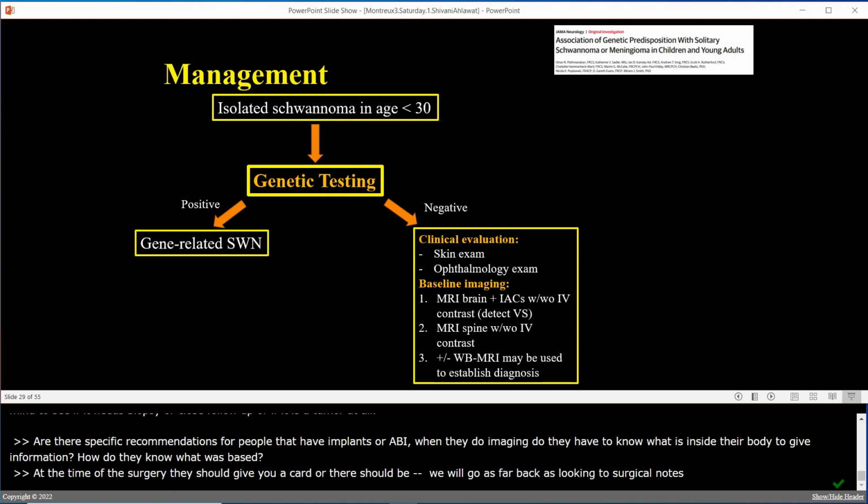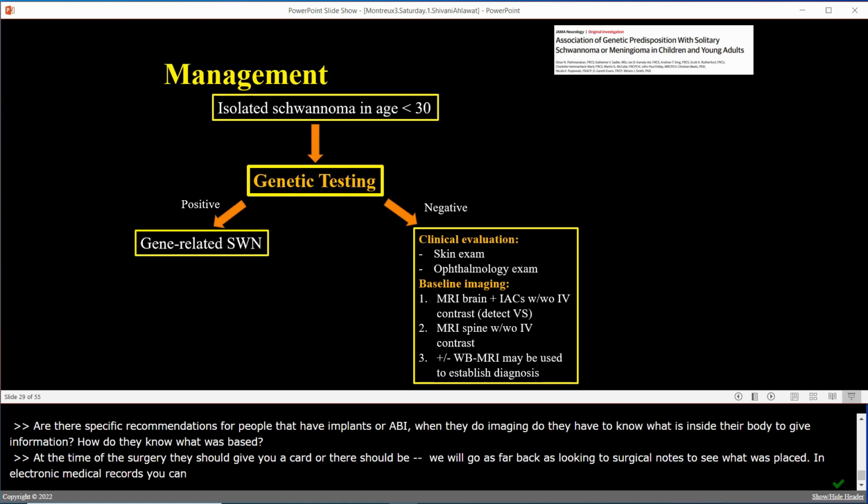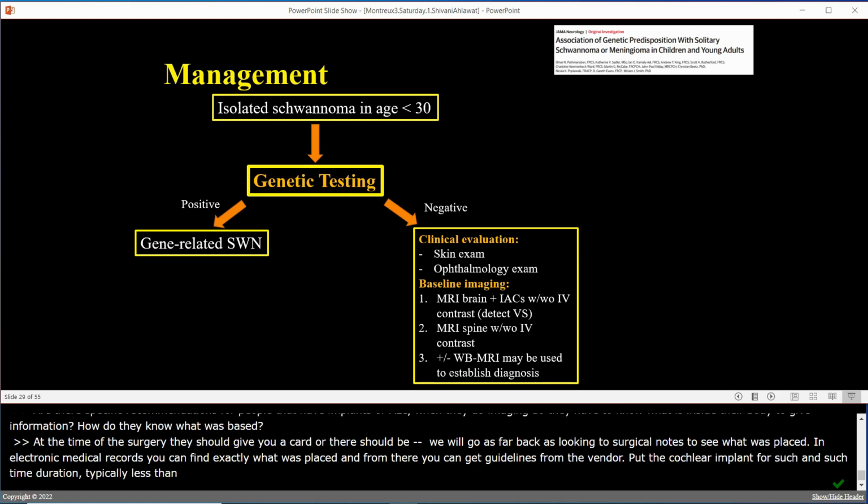And in Epic, our electronic medical record, you can find exactly what was placed. And then from there, you can get guidelines from the vendor: put this cochlear implant in for such and such time duration, typically less than 30 minutes, and such specifications that they cannot exceed by MRI. So we'll modify the protocol based on that.